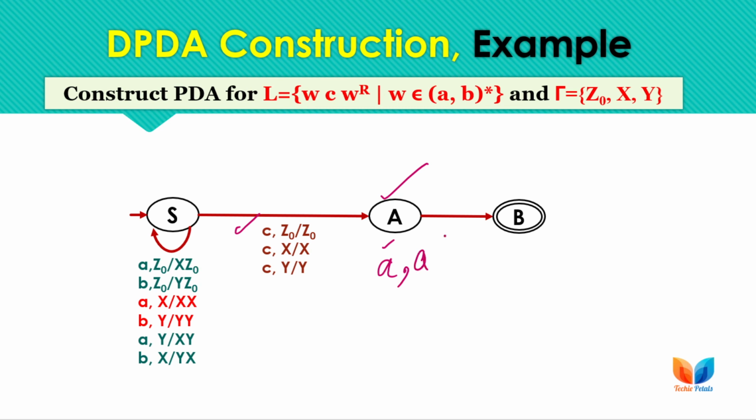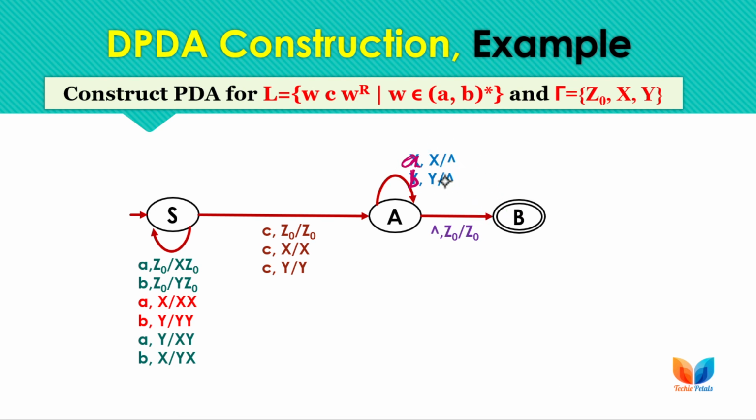And now on A, we have to simply perform the pop operation as we were performing. Input is A, stack top is X, replace it with null. Input is B, stack top is Y, replace it with null. Okay, so we need to perform this as a pop operation here. So here we have input A and stack top X, replace it with null. And if the input is B, so here we have B, not Y, input is B and stack top is Y, replace it with null and move to the next state.